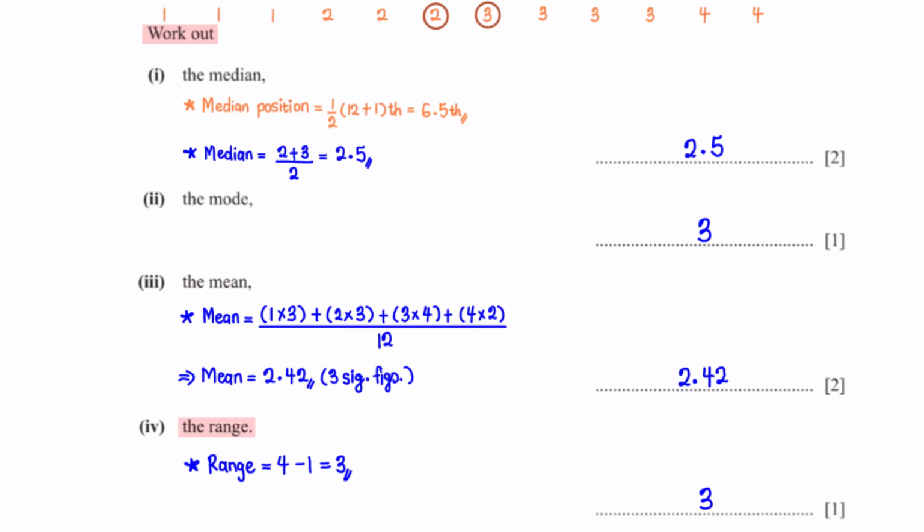Work out the range. The range is equal to the card with the highest number, which is 4, minus the card with the lowest number, which is 1. 4 minus 1 gives us 3.